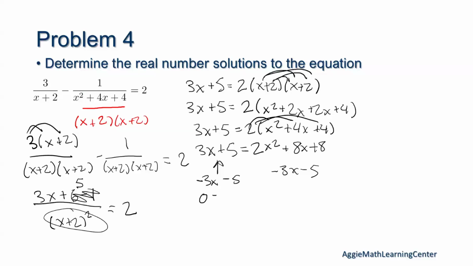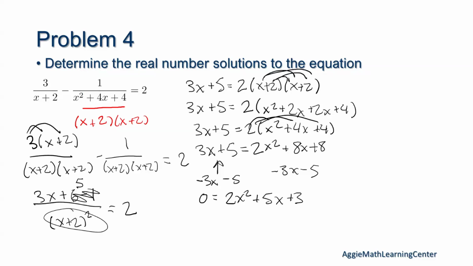That'll give us 0 equals 2x squared plus 8 minus 3 is gonna be 5x. And 8 minus 5 is gonna be 3. Okay, you feel good about that?